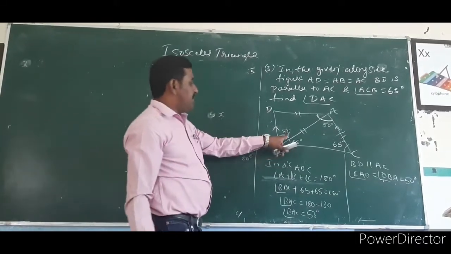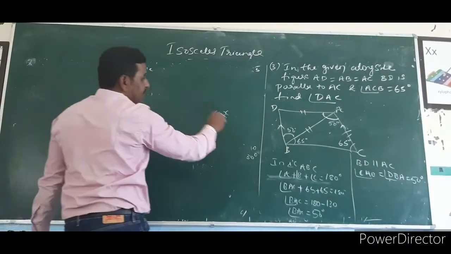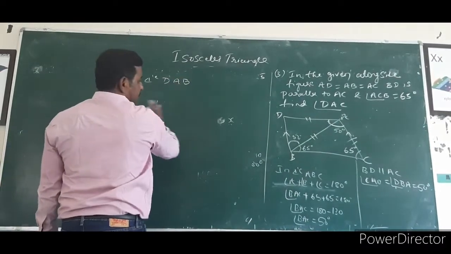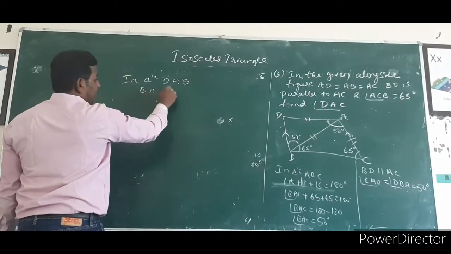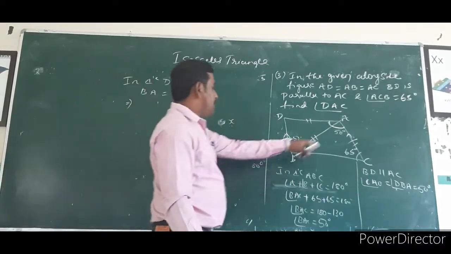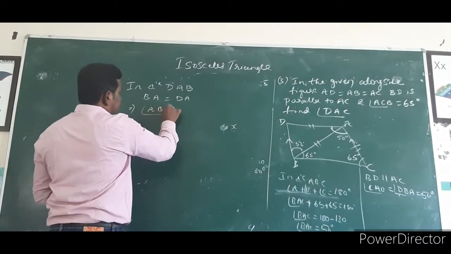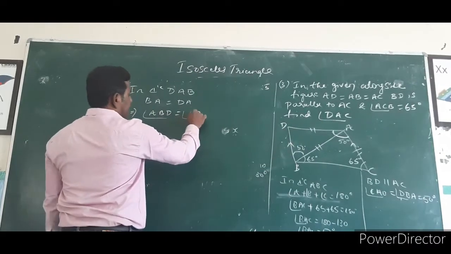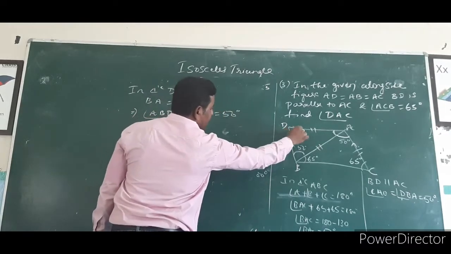If this is 50 degrees, then in this triangle DAB, BA is equal to DA. That implies angle ABD is equal to angle ADB. How much? 50 degrees. This is also 50 degrees.